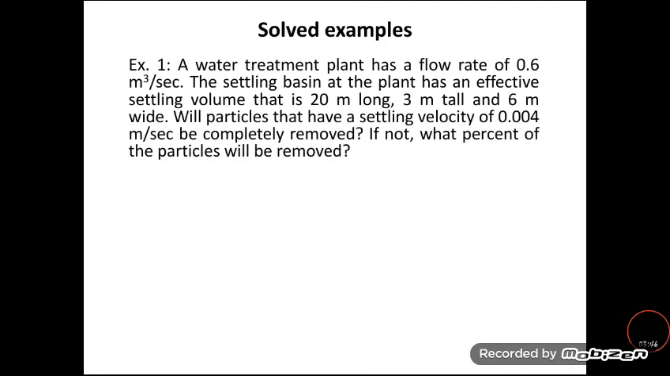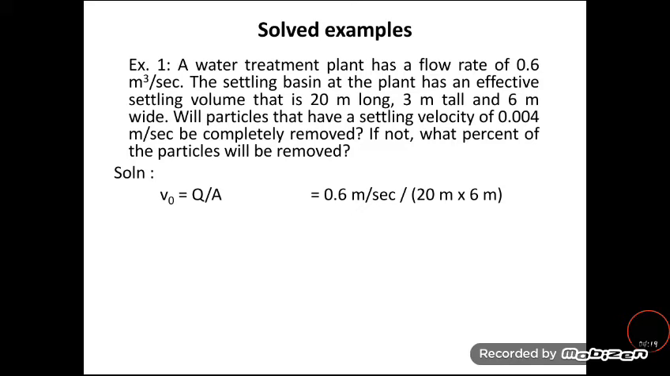The first solved example: a wastewater treatment plant has a flow rate of 0.6 meter cube per second. Here the effective settling volume is 20 meter long, 3 meter tall and 6 meter wide. That is the dimension of the settling basin. Will particles that have a settling velocity of 0.004 meter per second be completely removed? If not, what percentage of the particles will be removed?